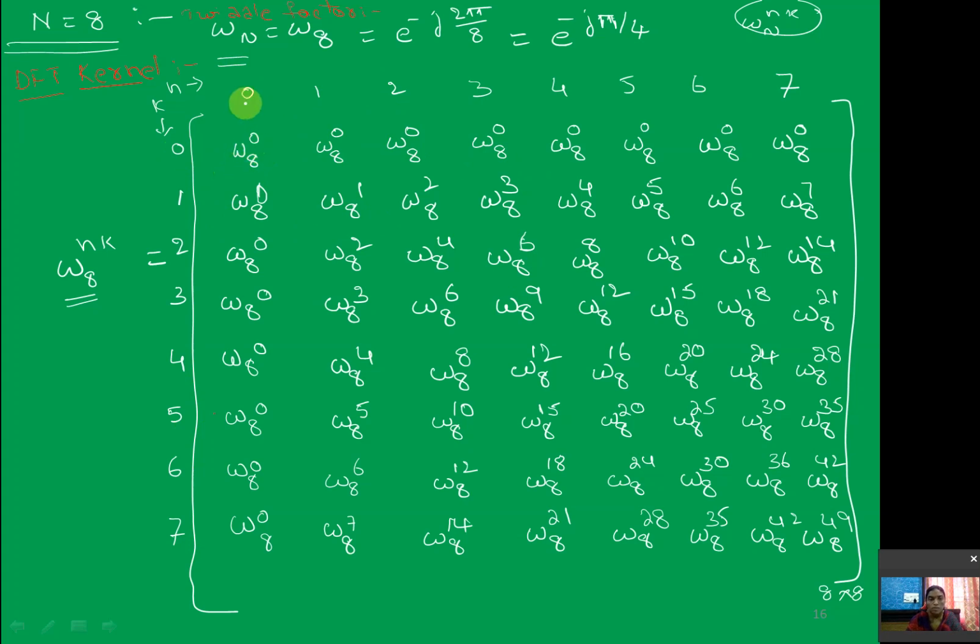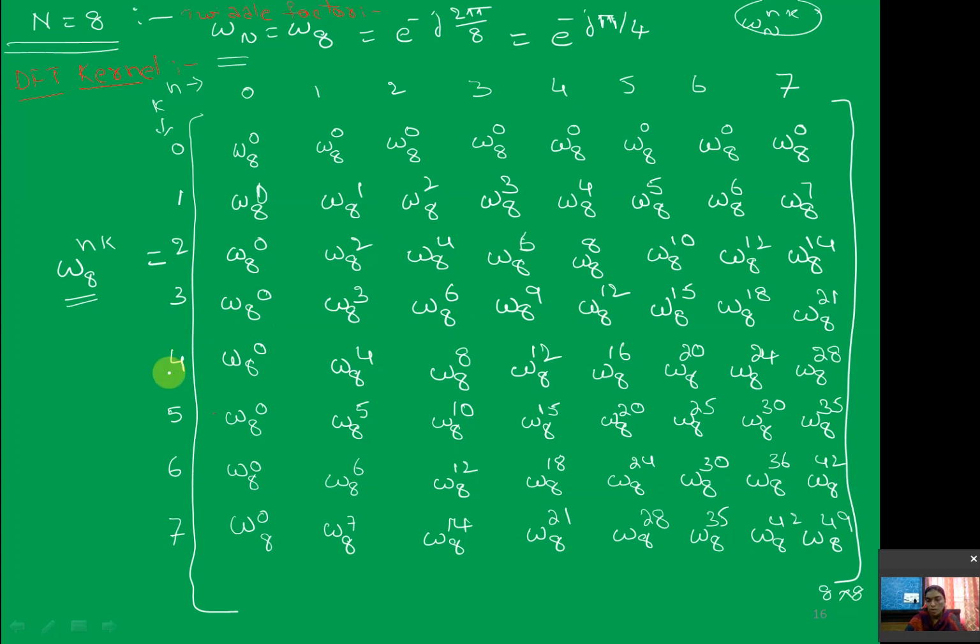W8 power 0 elements. And then consider the second row. What is the second row here? The second row is nothing but W8 power, multiply these two. 1 into 0, 0. 1 into 1, 1. So the power values depend on the multiplication of these n and k values, right? 2, 3, 4, 5, 6, 7. And then coming to the third row, that is 2 multiplied with this, that means 0, 2, 4, 6, 8, 10, 12, 14. Similarly, the fourth row: 0, 3, 6, 9 and so on up to 21.